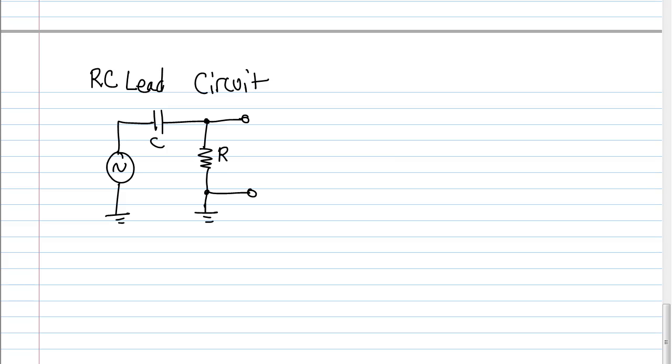All right. And so an RC lead circuit is fairly straightforward. It's not very difficult. If you want to calculate the phase angle phi, it's a little bit different for a lead circuit. You take the positive arctangent of X of C over R, and that'll give you your phase difference in a lead circuit.